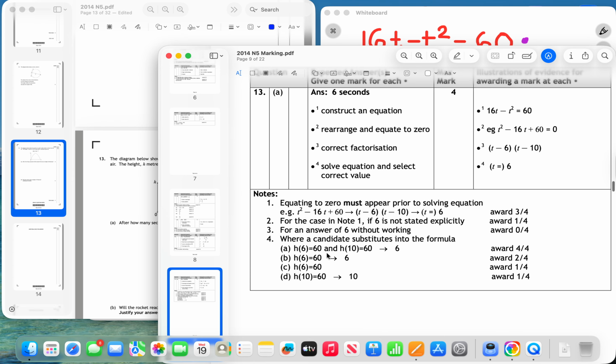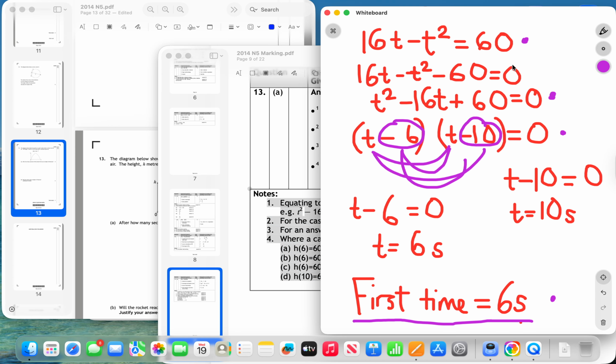So here we have the answers that many pupils gave in the exam. So you would lose a mark if you didn't have the 0 in the equation. If you have a look at note 1, that would be 1 mark lost. So you have to make sure that you include this 0.